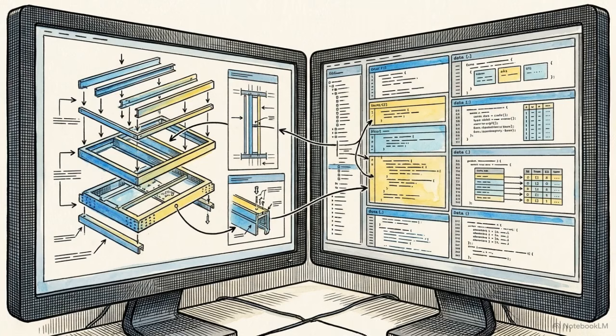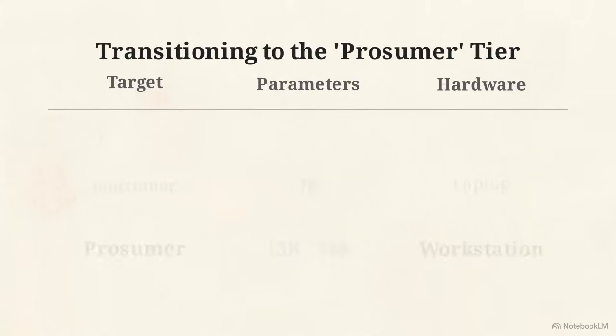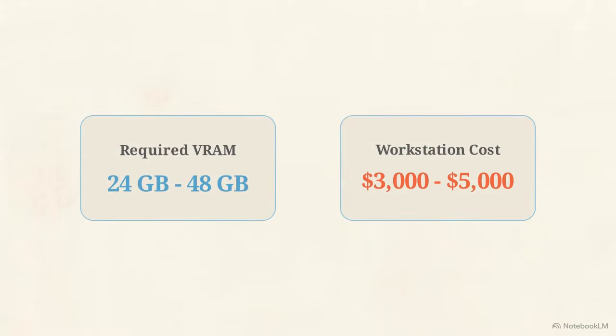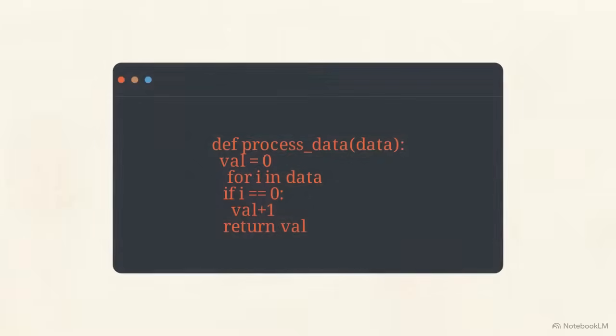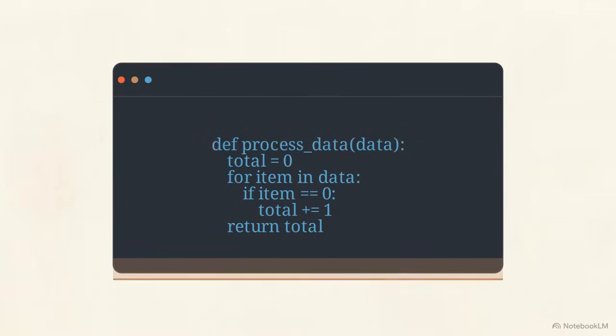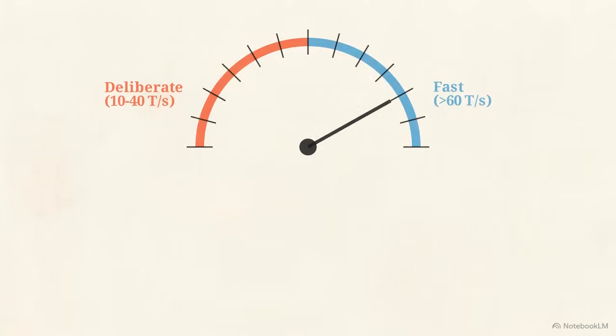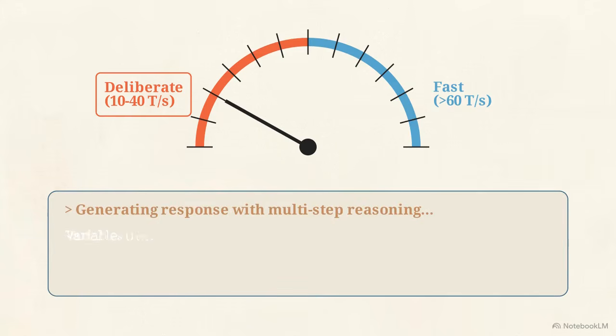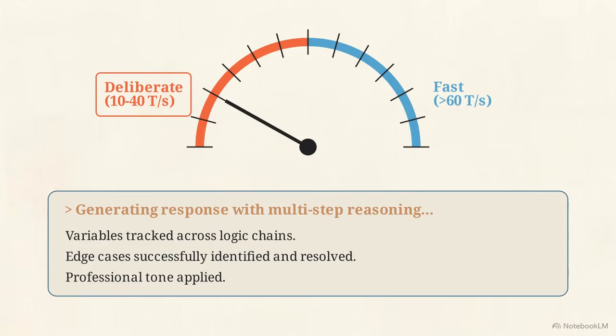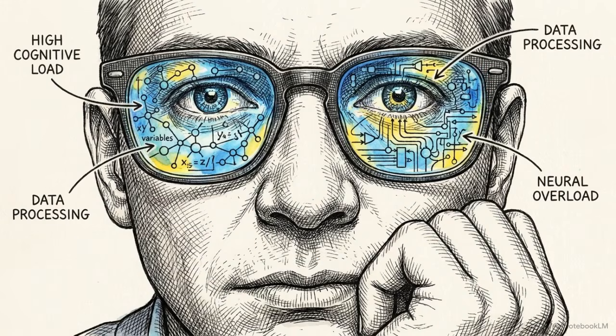For professional work, you need the reliable in-context learning and advanced problem-solving found in the middle tier. This level requires a significant hardware upgrade. You'll need 24 to 48 gigabytes of VRAM, which typically places the total workstation cost in the $3,000 to $5,000 range. The benefit is performing nuanced professional writing and solving complex bugs that confuse smaller models. But the cost is speed. Response times drop to 10 to 40 tokens per second, creating a noticeable delay. For developers and researchers, the question is whether the deeper reasoning justifies the higher price tag and the slower performance.